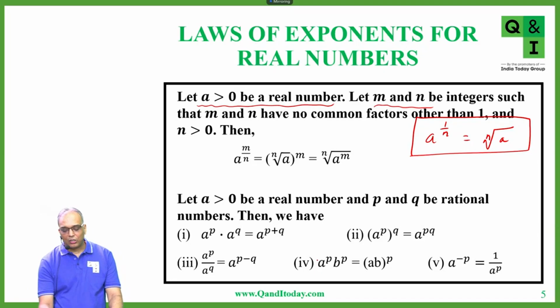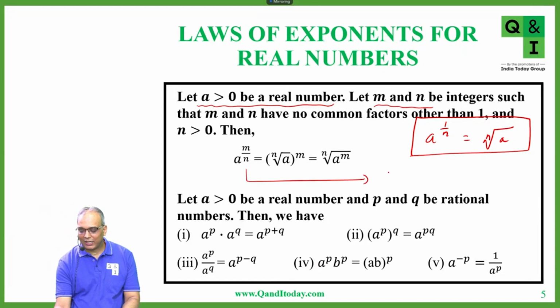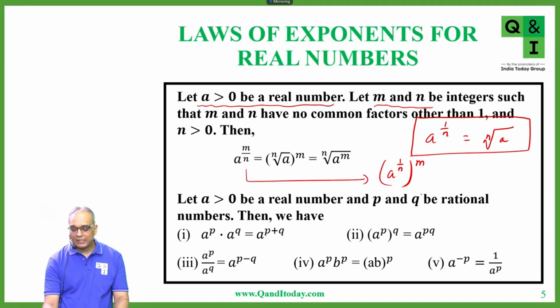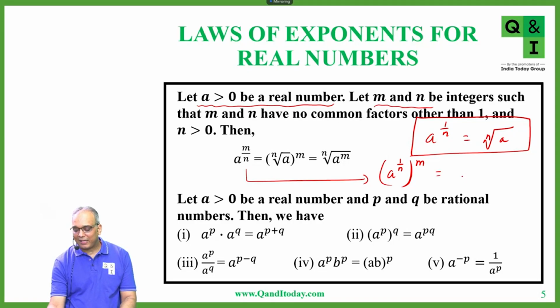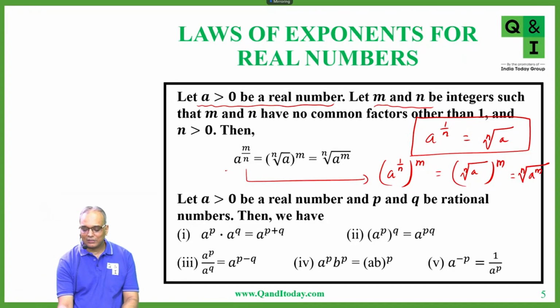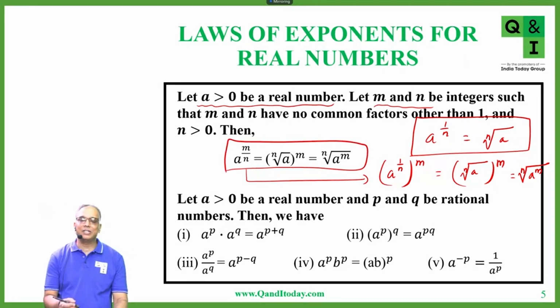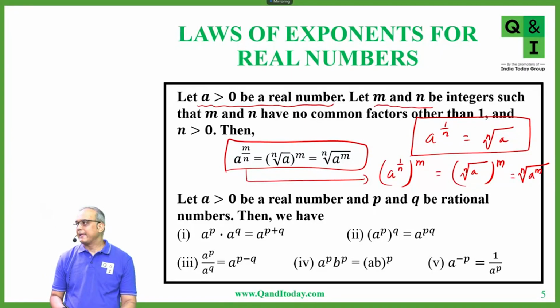Now a raised to the power m by n, if I have to write this, I'll write it as a raised to the power 1 by n, raised to the power m. In this case, a raised to the power 1 by n is nothing but nth root of a, and this is raised to the power m. This power m can also be brought inside the bracket, and it can be written as nth root of a raised to the power m. So these are the three different ways of representing the same thing, a raised to the power m by n. Is it clear to everyone?